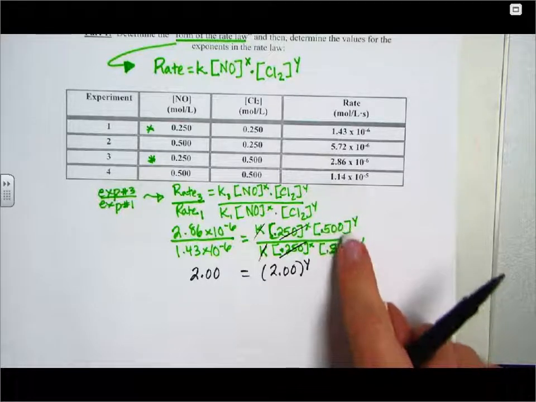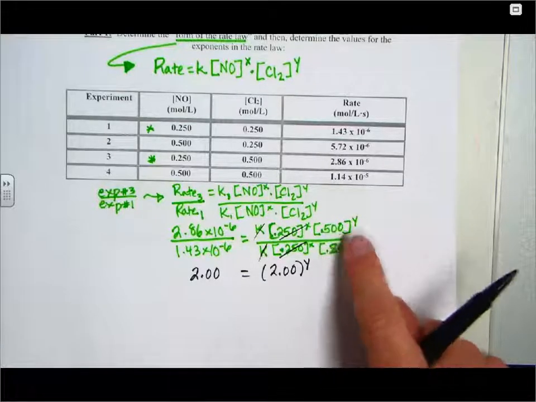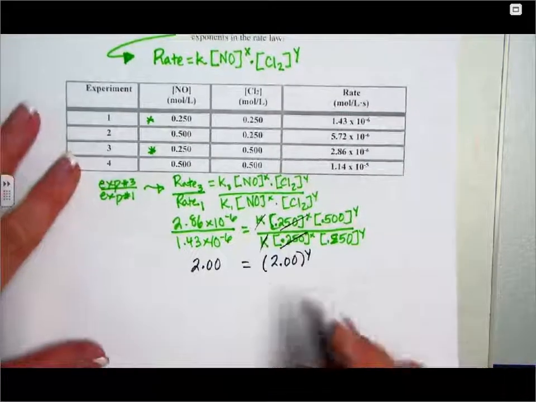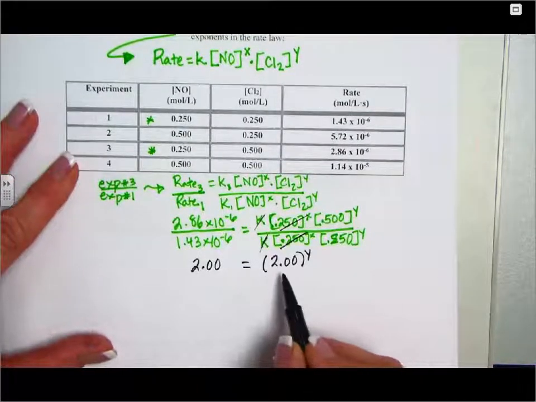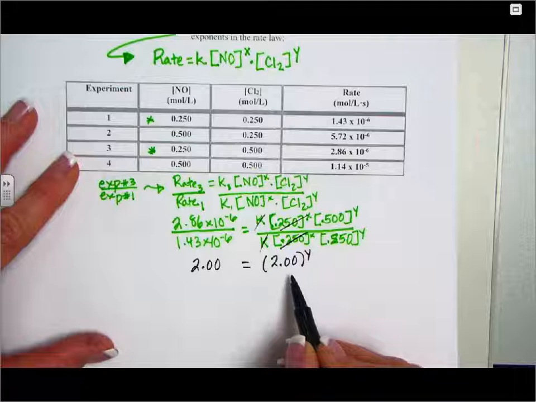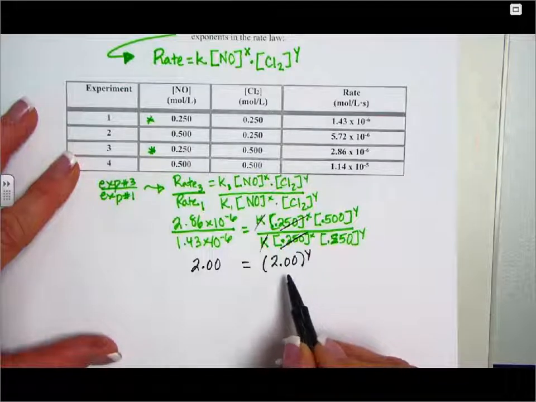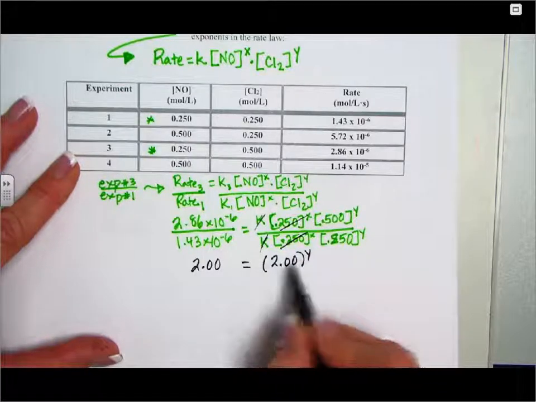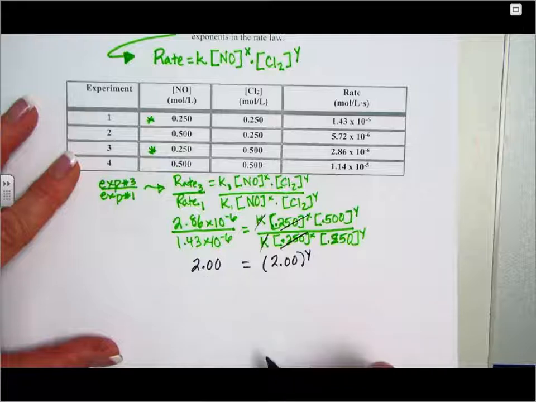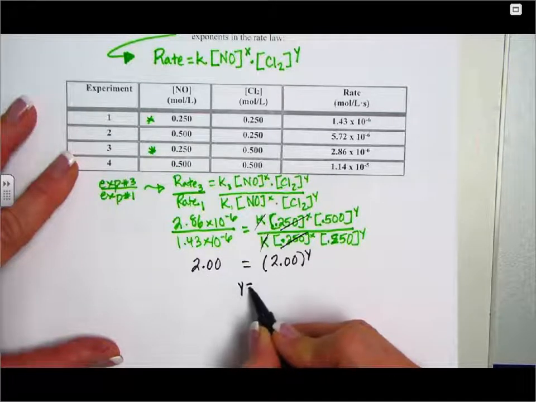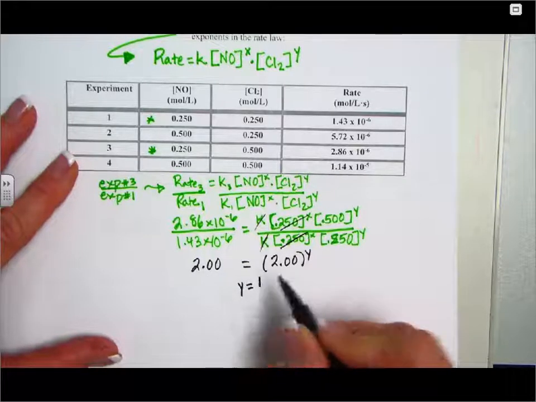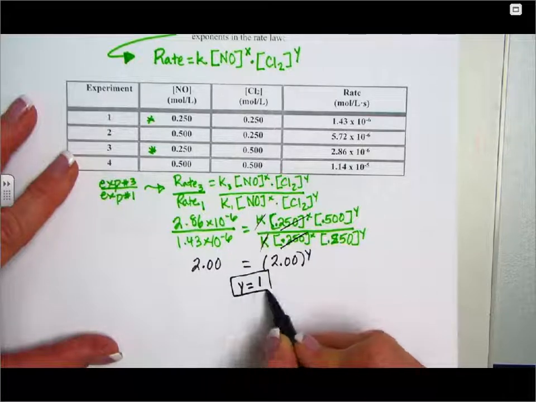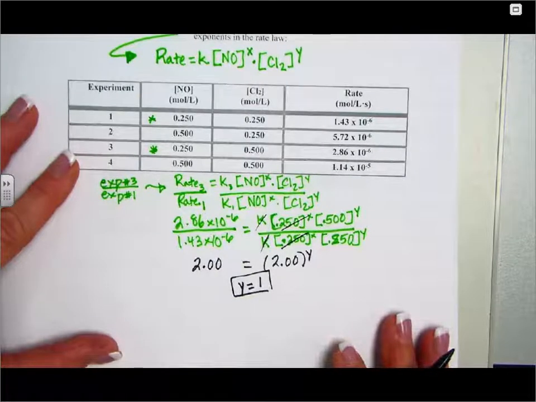Since both of these are raised to the same exponent power, you can just divide and raise them to the y power. Now, for this one, this is actually a perfect square. Sometimes if it's not, you might have to use left, right, center. But you can tell from this one that 2 raised to the first power equals 2. So that means in this case, y is equal to 1. So that's the order with respect to the y.